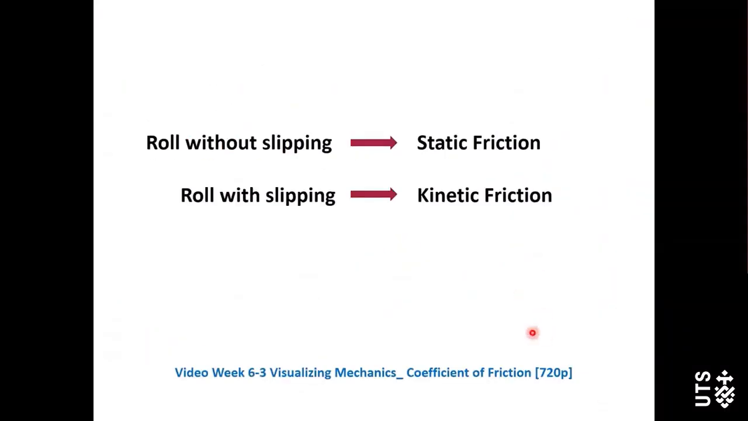Okay, please note, rolling without slipping will result in static friction force. Rolling with slipping will result in kinetic friction force. Now let's look at one video to show coefficient of friction.